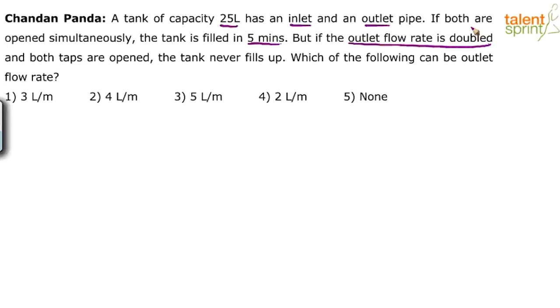So if the outlet flow rate is doubled and both taps are opened, the tank never fills up. This tank will never fill up, right? So which of the following can be the outlet flow rate? I think you have understood the question. Let's just look at it.